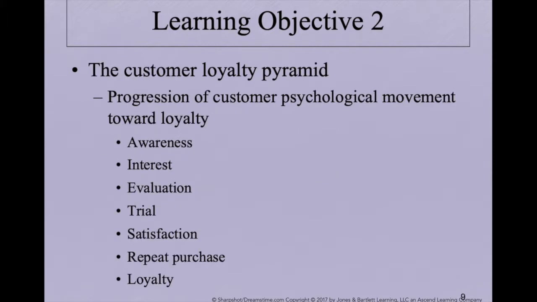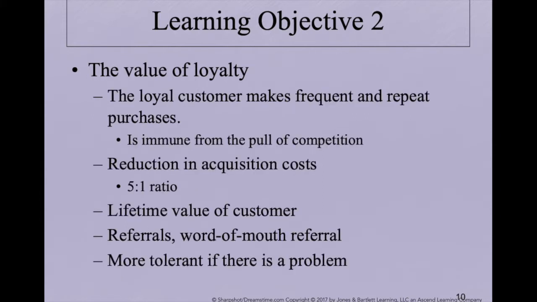The customer loyalty ladder is a progression of psychological commitment a consumer moves through. It has 7 stages from awareness to loyalty. Loyalty represents 2 key components: customer retention and the share of customer purchase. It is the isolation from the competing organization's pull that is the benefit of a loyal customer and goal of relationship marketing. Reduction in acquisition costs, which is a 5-to-1 ratio, meaning it costs 5 times more to acquire a new customer versus retaining a current one.